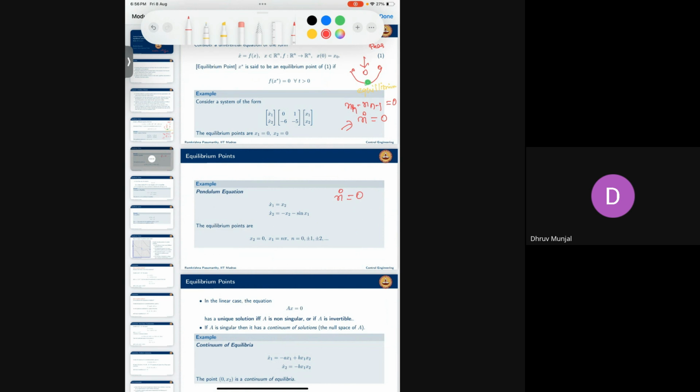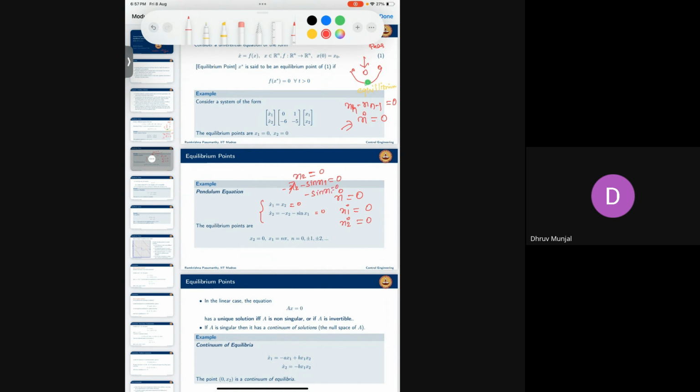So here, if you represent the equation of the pendulum, I'm just going to equate it to 0. x1 dot, x2 dot equal to 0. Then this will give me x2 equal to 0, one equation. Another equation will give me x2 minus sine x1 equal to 0. So this x2 is already 0, minus sine x1 equal to 0.